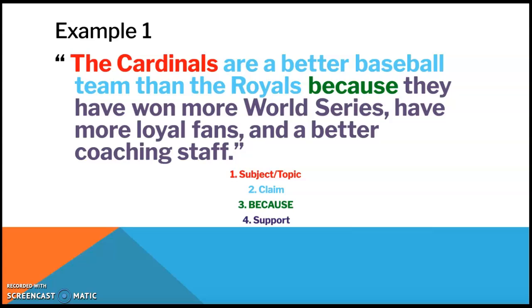So the subject/topic is the Cardinals. The claim is that they are a better baseball team than the Royals. We see that because right there. And then we see the support. So the body paragraphs would go in this order. The first body paragraph would talk about how they've won more World Series. The second body paragraph would talk about the loyal fans. And then the third body paragraph would talk about the coaching staff.